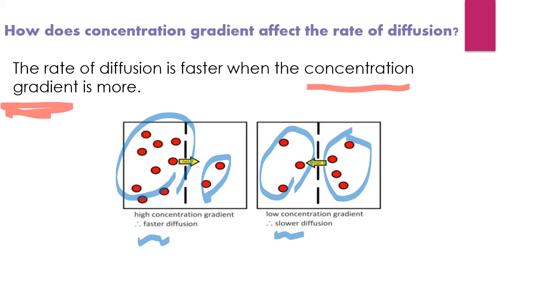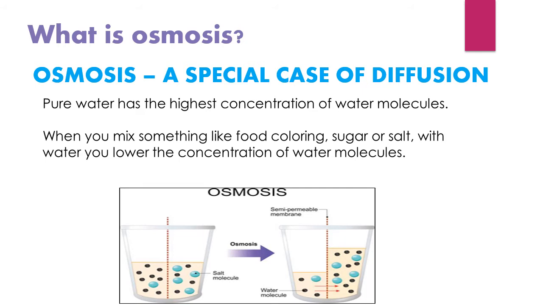What is osmosis? Osmosis is a special case of diffusion. So what is the difference between osmosis and diffusion? Osmosis is the movement of water molecules. Not any other particles, only water molecules. So when you mix something like food coloring or sugar or salt with water, what is happening? The concentration of water becomes less. You lower the concentration of water molecules.